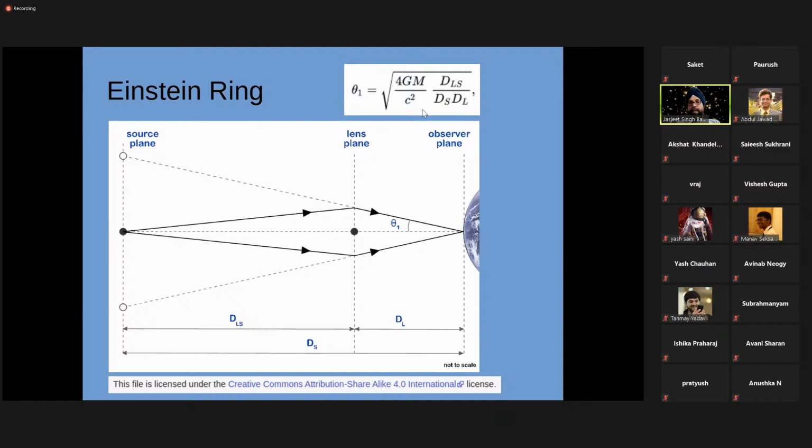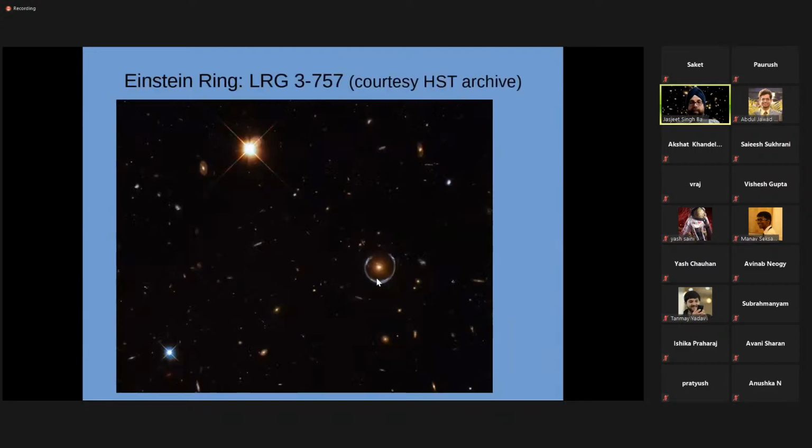And one can write down an equation for the angle which describes the radius of this ring on the sky. This is called an Einstein ring. And here is an example of an almost perfect Einstein ring. This is lensing done by a luminous red galaxy of a background star-forming galaxies, they're much higher energy.